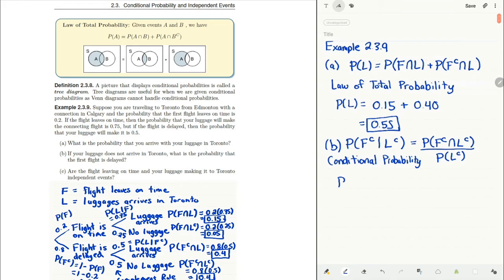Well, from part A, we determined that the probability that our luggage arrives is 0.55, and so we can calculate the probability of L complement by using the complement rule. So it's 1 minus the probability of L, so that gives us 1 minus 0.55, which is 0.45.